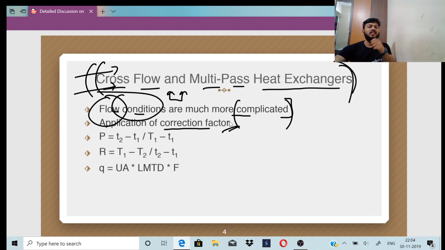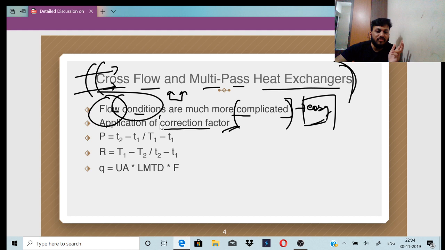We will take a correction factor, due to which the flow conditions which have become complicated become easy. The flow conditions which actually got complicated will get easy by the application of a correction factor, and such heat exchangers which use these correction factors are called cross flow and multipass heat exchangers. So what is a correction factor? This F which is present over here is the correction factor.